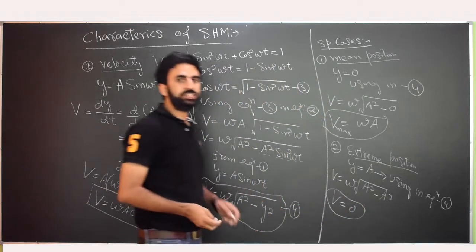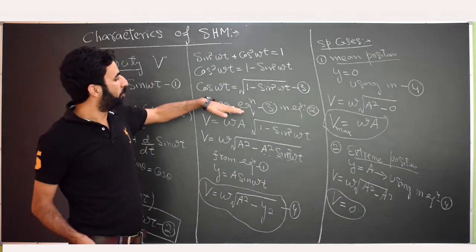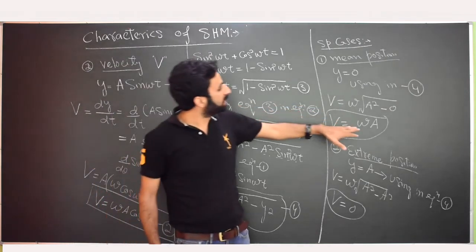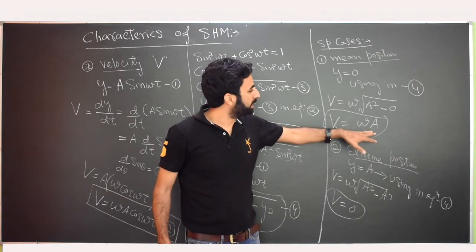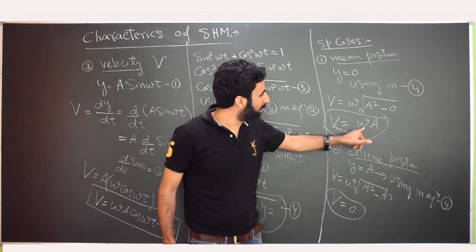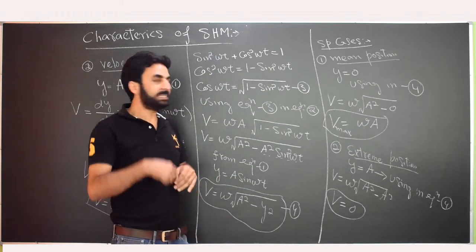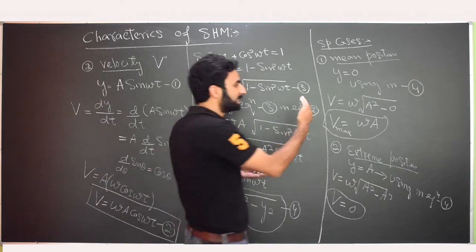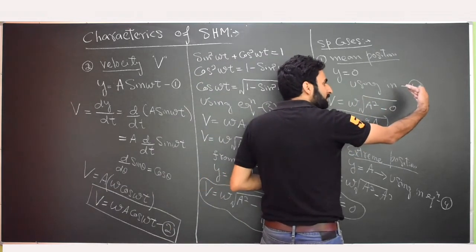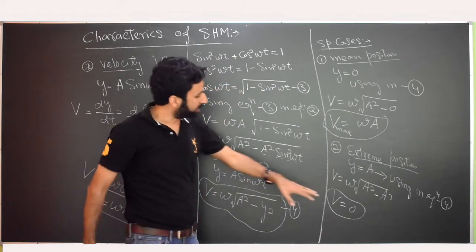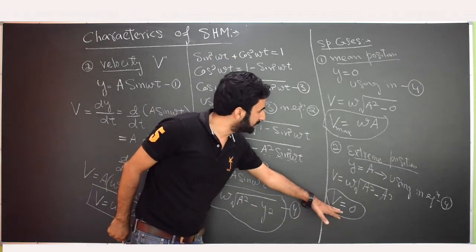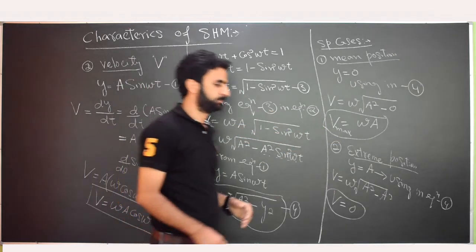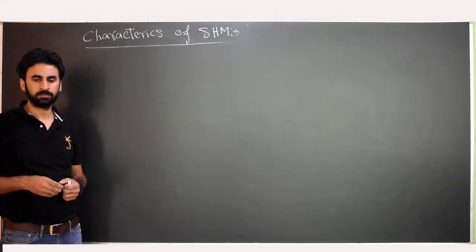Now these are some essential conclusions which we are getting from the velocity of a particle executing simple harmonic motion: once the particle crosses the mean position, velocity of a particle is maximum and it is numerically equal to omega A, and once the particle is at the extreme position, velocity of a particle is 0. And it has to be 0 because at the extreme position, the particle has to momentarily stop and then it will come back. So at extreme position, velocity of a particle is 0, and at mean position, velocity of a particle is maximum.